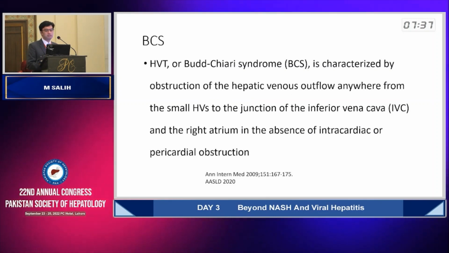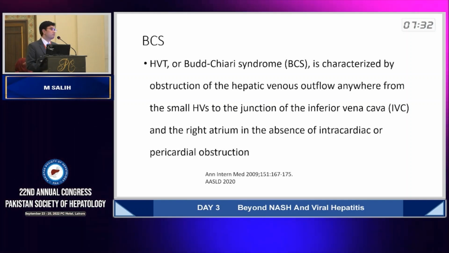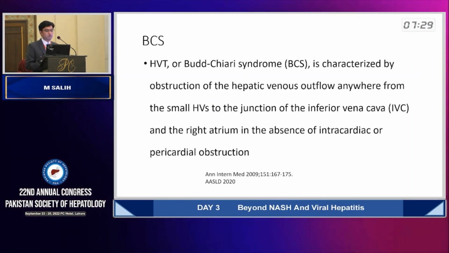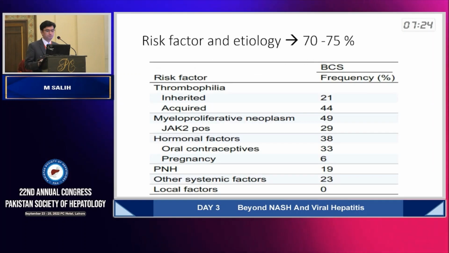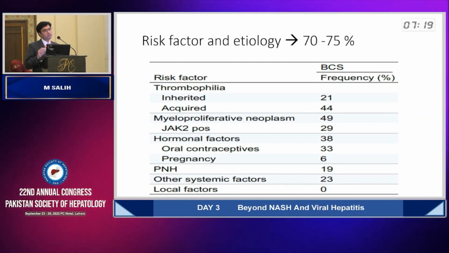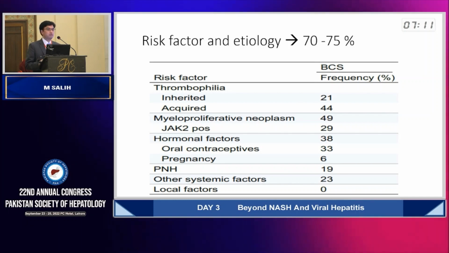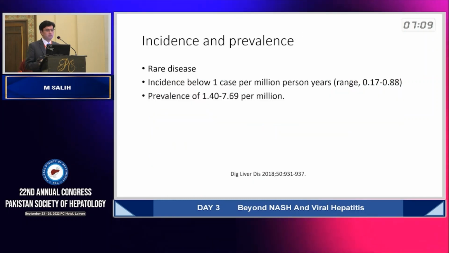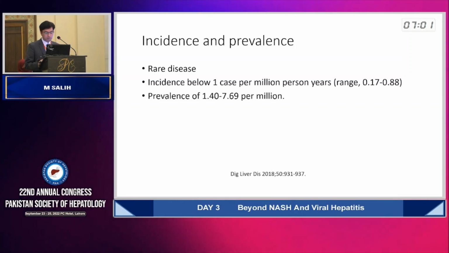We all know that it is characterized by obstruction of hepatic vein outflow, anywhere from the small hepatic veins to the junction of the inferior vena cava and the right atrium, in the absence of intracardiac or pericardial disease or obstruction. This was already shown to you yesterday by Professor Ghayas, but we know that if you work them up properly, in two-thirds to three-quarters of cases you will find a cause, or etiology, of Budd-Chiari syndrome. It's a rare disease, with an incidence of around 1 case per million person-years and a prevalence of around 1.5 to 7 per million.